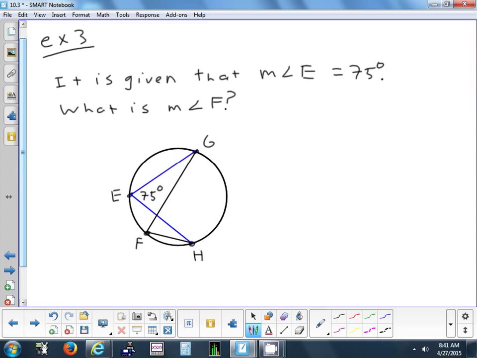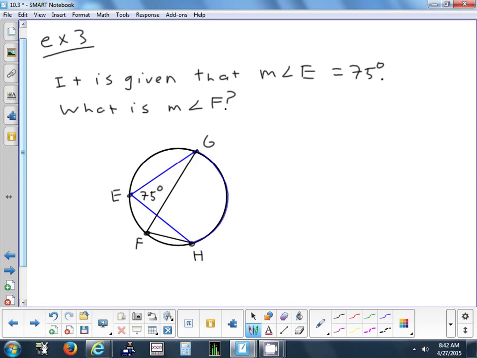All right, so they're telling me that angle E is 75 degrees. How big is angle F? Well, let's start and see if we can just figure out what's the intercepted arc for angle E. Tell me the two letters that the sides of that angle hit. GH. So this is your intercepted arc.